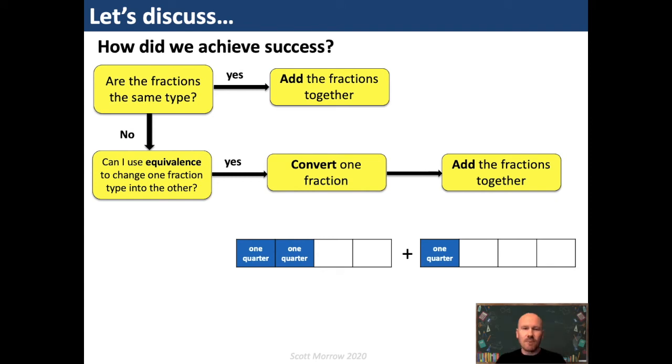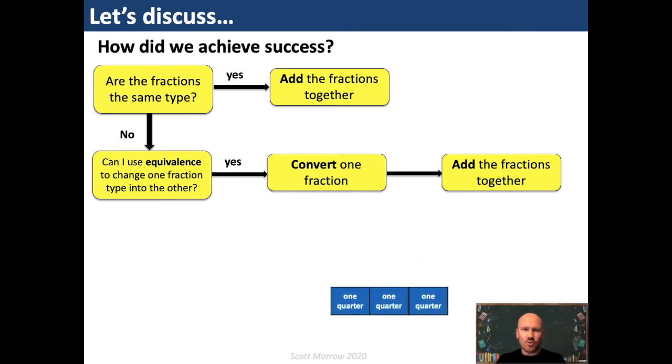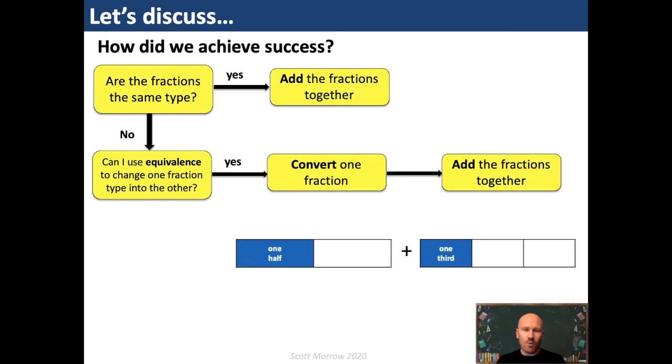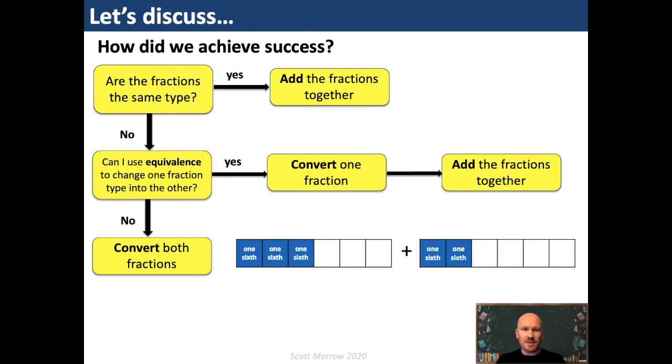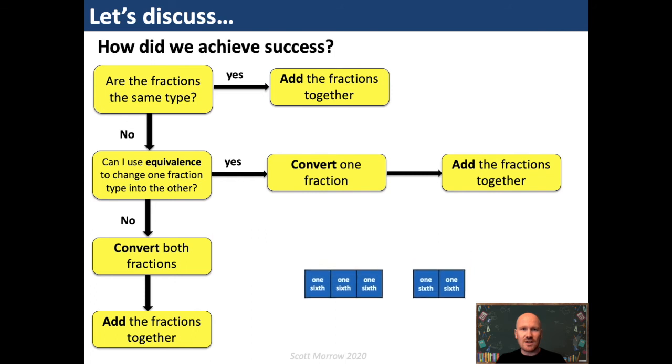the fractions together. But what if I can't use equivalence to change just one of the fractions? Here I've got 1/2 plus 1/3. Now I can't convert halves into thirds, and I can't convert thirds into halves. So if that's the case, then we need to convert both of those fractions. I can split that half into 3 parts to make sixths. I can split that third into 2 parts to make sixths. Once I've done that, I've got the same type of fraction. I can then add those fractions together. So I've got 3/6 plus 2/6, which gives us 5/6.